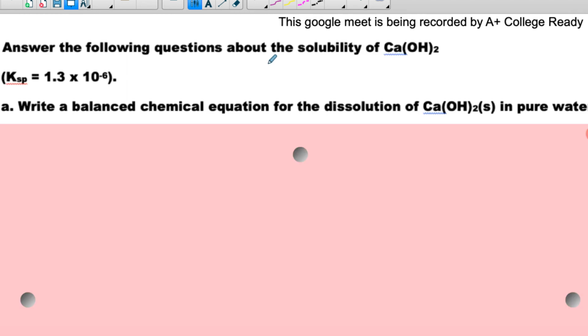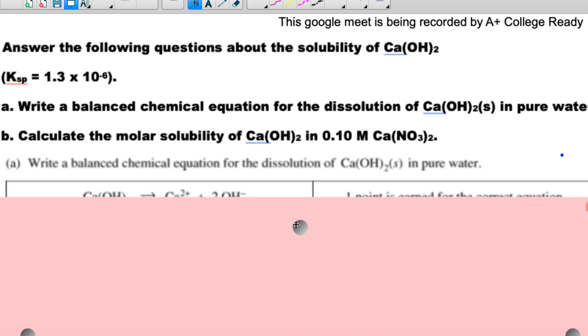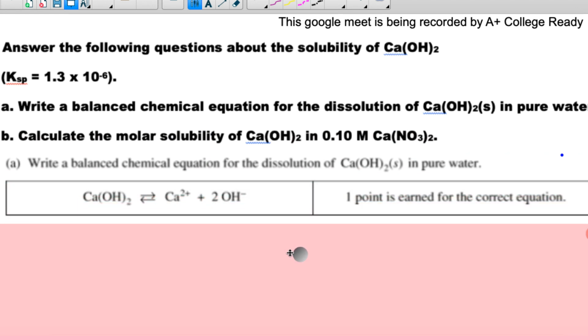Another Ksp problem, but this one has a little bit of a twist. Write a balanced chemical equation for the dissolution of it in pure water. So in other words, when it dissolves, what does it look like? Calculate the molar solubility in 0.1 molar calcium nitrate.